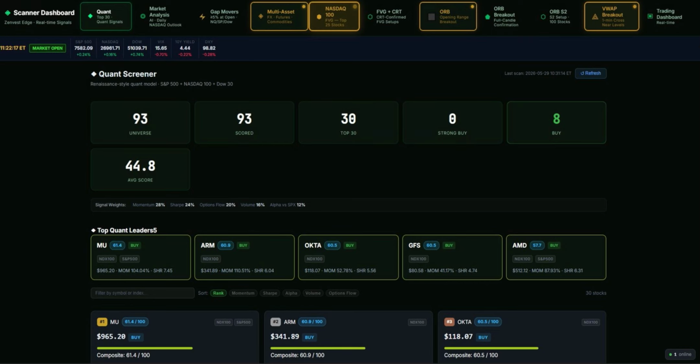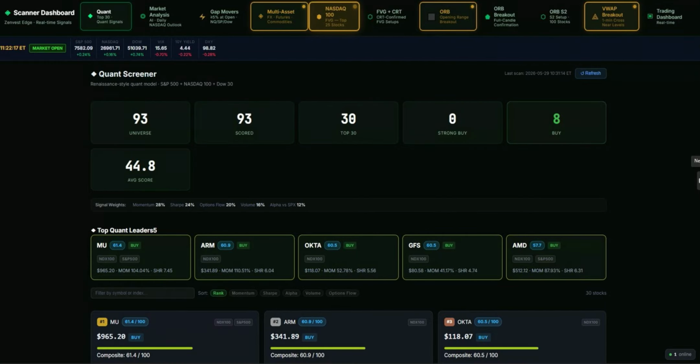Welcome to ZenVest Edge. In this video, I want to do a full deep dive into the most powerful tab on our scanner, the Quant Screener. I'm going to show you exactly how it scores every stock, what signals it uses, and most importantly, how you actually use this to plan and execute a trade from start to finish.